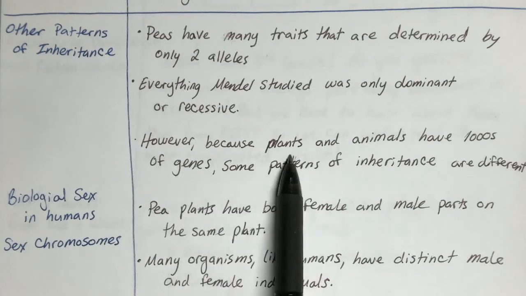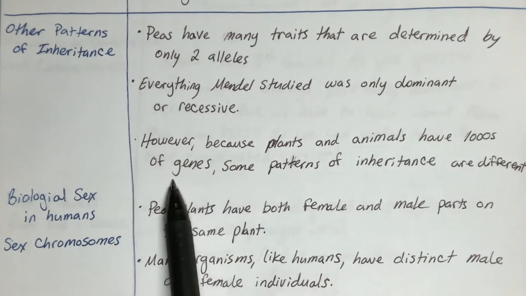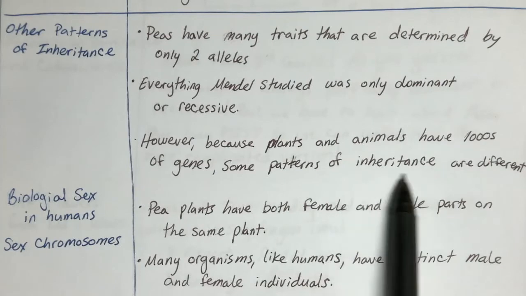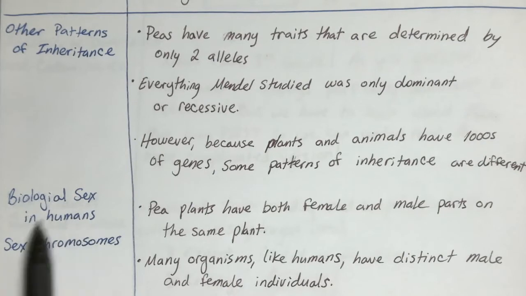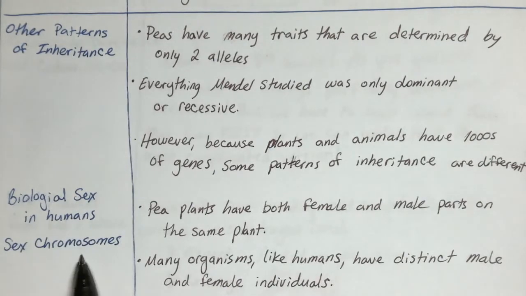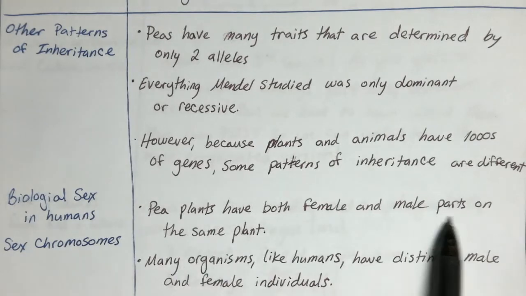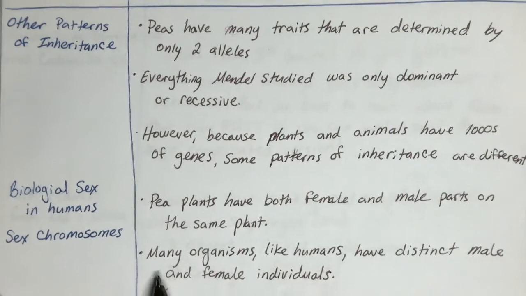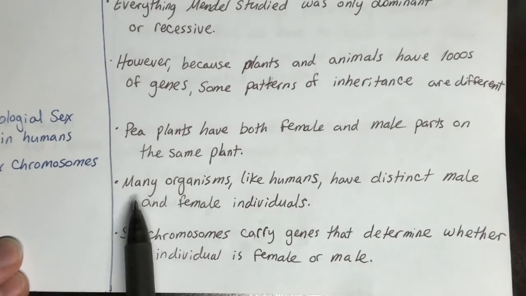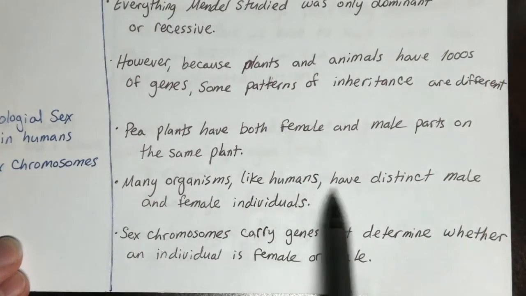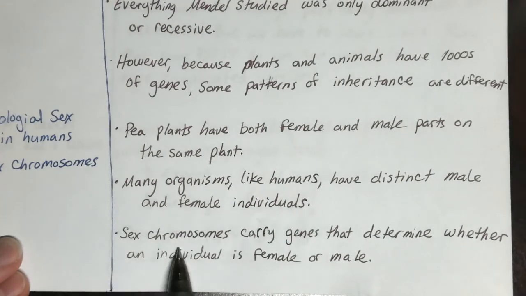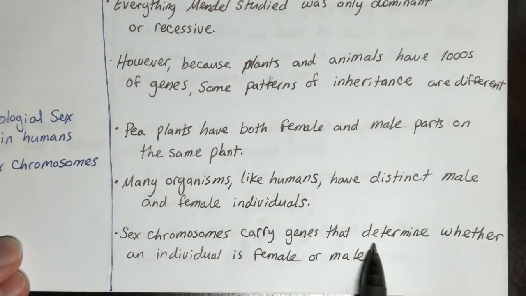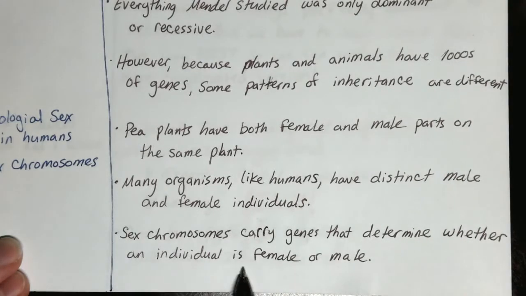However, because plants and animals have thousands of genes, some patterns of inheritance are actually different. Determining biological sex in humans using sex chromosomes. Pea plants have both female and male parts on the same plant. Many organisms, like humans, have distinct male and female individuals. Sex chromosomes carry genes that determine whether an individual is female or male.